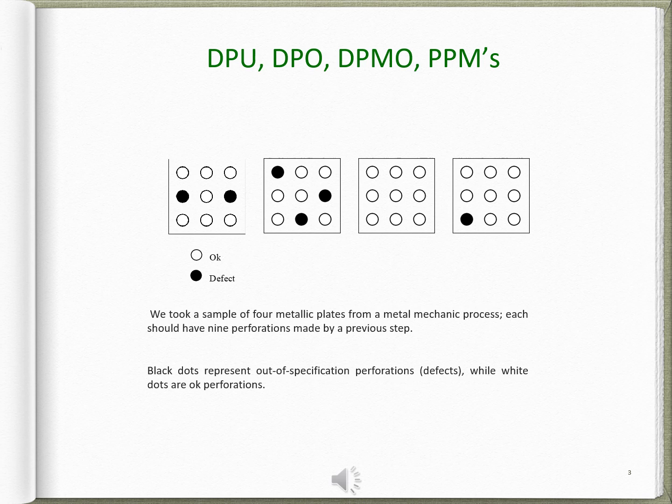Let's review a simple example. We took a sample of 4 metallic plates from a metal mechanic process. Each should have 9 perforations made by a previous step. Important to note is that each item might have several quality characteristics, such as the length, depth, color, weight, etc. However, for practice's purposes, we will focus on just the 9 perforations made in the plate and evaluated as OK or defect. Black dots represent out-of-specification perforations, defects, while white dots are OK perforations.